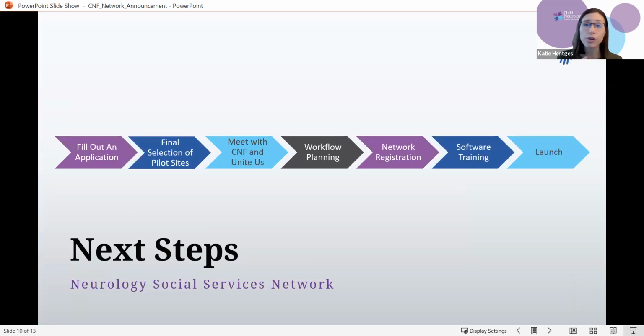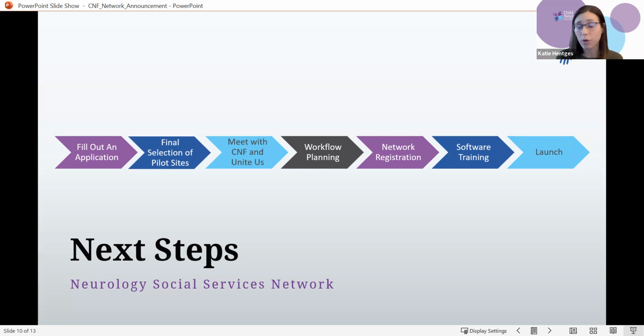If you're interested in a demo of the platform and what it looks like, feel free to reach out to CNF and we would be happy to set that up. But what next steps look like if you're interested in joining are that an organization can fill out an application, which includes giving us a little bit of information about who you are and the services you provide. CNF will decide, based on what you've submitted, if you are able to join the network, if it's actually applicable to you. We'd schedule a meeting with us and Unitas to talk through that information and how it works. From there, we would sign an agreement just to establish a relationship with your organization.